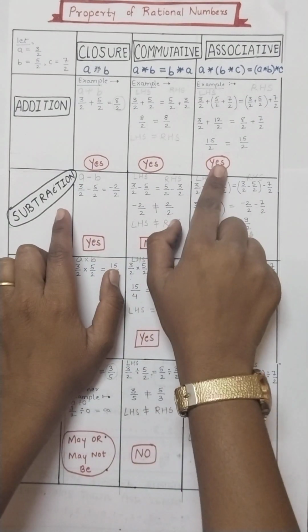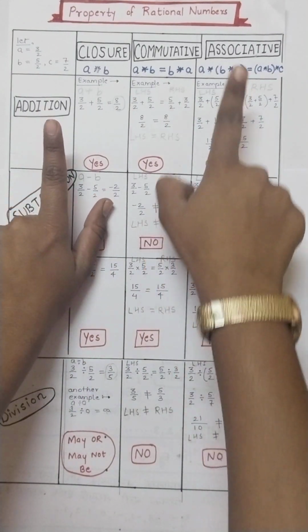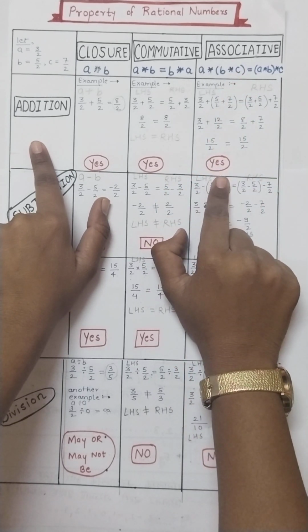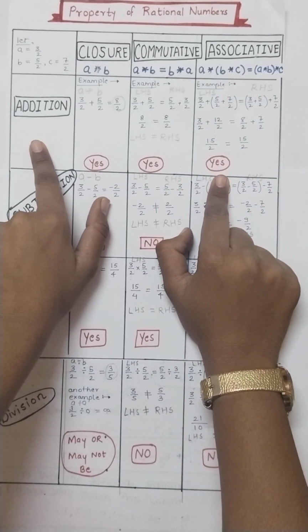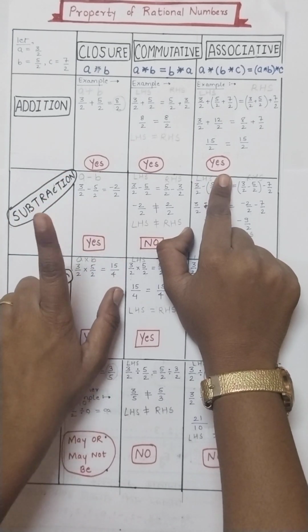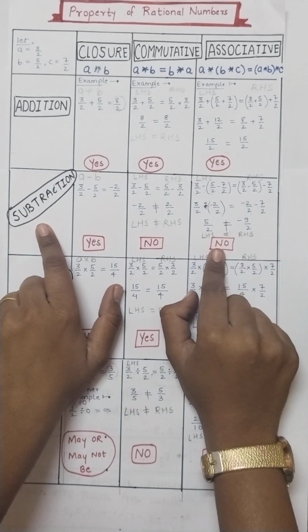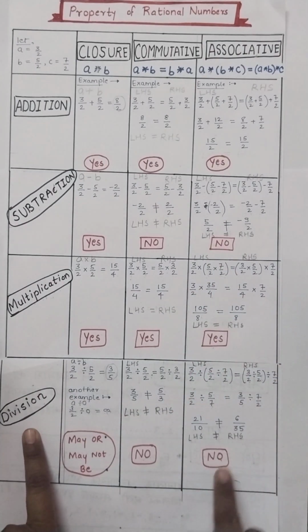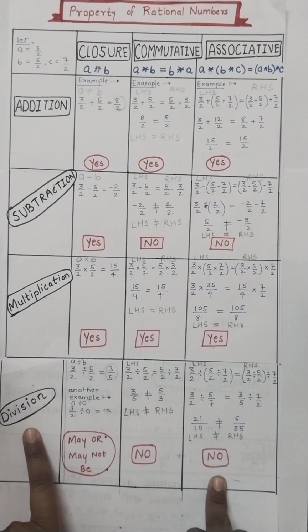With the associative property, with addition, our rational number follows, yes. With subtraction, our rational number does not follow. With multiplication, yes, they follow. With division, they do not follow.